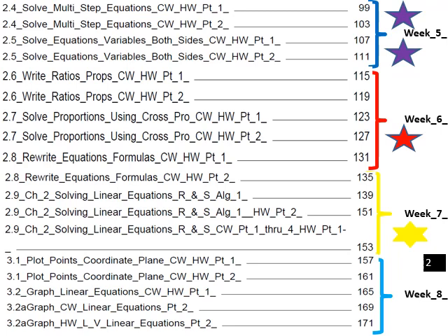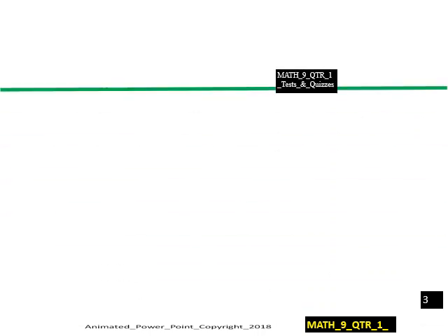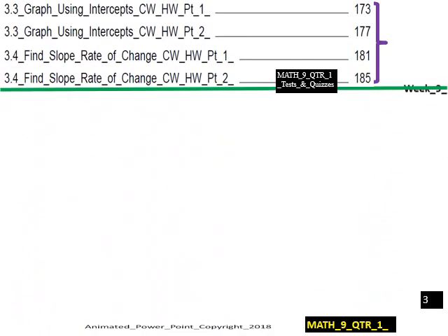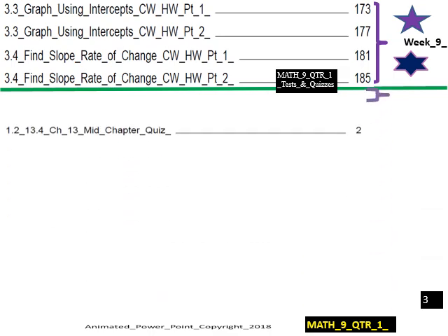And then week 8, we go into plotting points in the coordinate plane, graphing linear equations, and graphing linear equations, part 2, week 8. And do we have an assessment? No. But week 9, I'm certain that we do. And we have a quiz and a test for week 9. 3.3, graph using intercepts. And then 3.4, finding slope rate of change. And we have a quiz and a test covering everything up to this point.